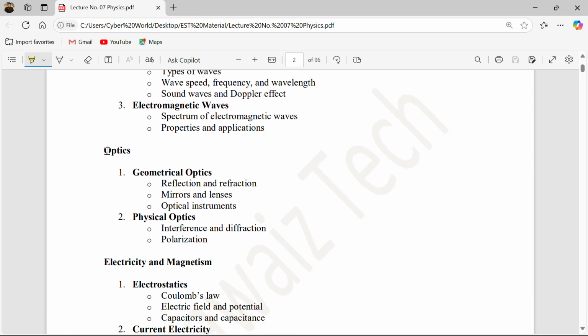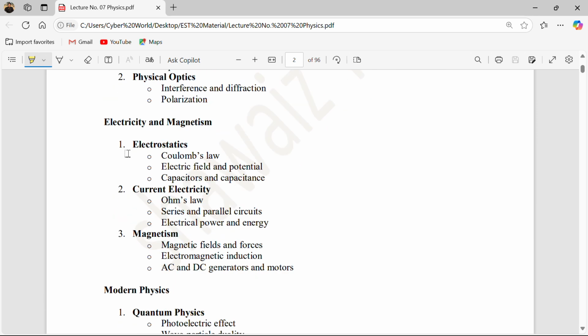Whereas the fourth topic is optics, there is geometrical optics. The subtopics are very important along with physical optics. In geometrical optics, reflection and refraction, mirrors and lenses and optical instruments. And physical optics, interference and diffraction and polarization. The questions came from these topics from the chapter of optics.